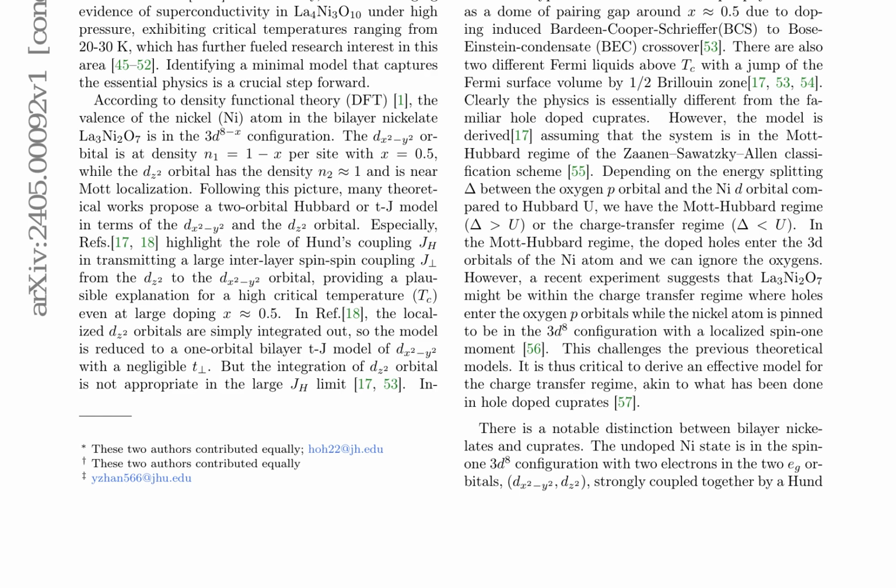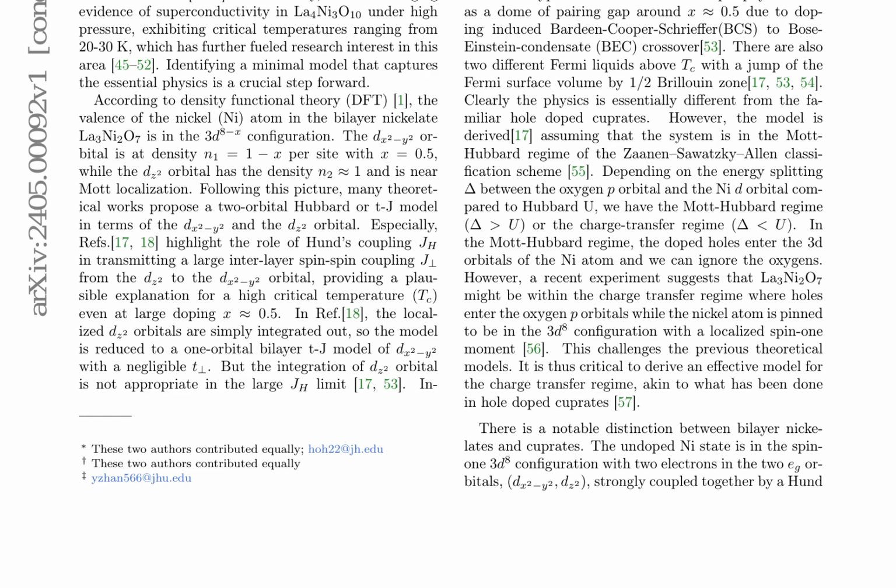The valence of the nickel, Ni, atom in the bilayer nickelate La3Ni2O7 is in the 3d8-x configuration, according to density functional theory, DFT. A bilayer type II t-J model is demonstrated to be the minimal model, including the spin-one Ni2+ state, 3d8, and spin-half Ni3+ state, 3d7, at each site. This model hosts unique physics, such as a dome of pairing gap around x approximately equals 0.5 due to doping-induced Bardeen-Cooper-Schrieffer (BCS) to Bose-Einstein condensate (BEC) crossover.